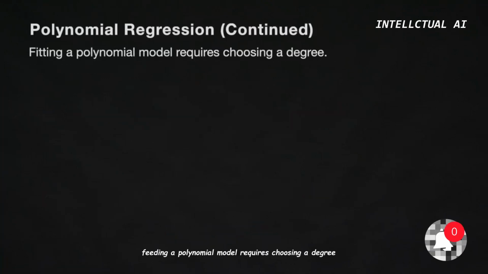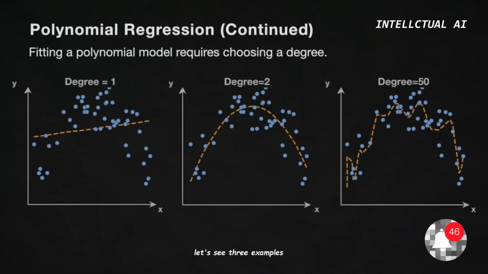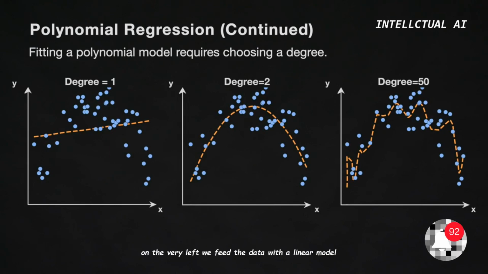Fitting a polynomial model requires choosing a degree. Let's see 3 examples. On the very left, we fit the data with a linear model. On the very right, we fit the data with a polynomial up to degree 50. And in the middle, we fit it with degree 2.